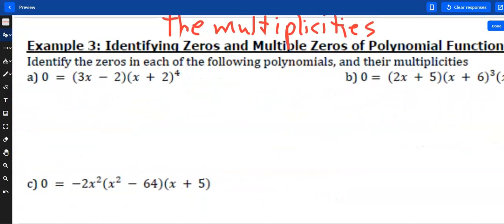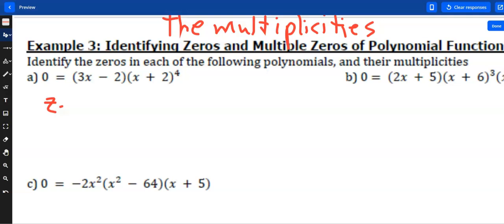So if we want to identify the zeros, first we have to have it in factored form, and it has to be set equal to 0. Is it true? Is this in factored form? The answer is yes, it's in factored form. This problem is practically gift wrapped for you.